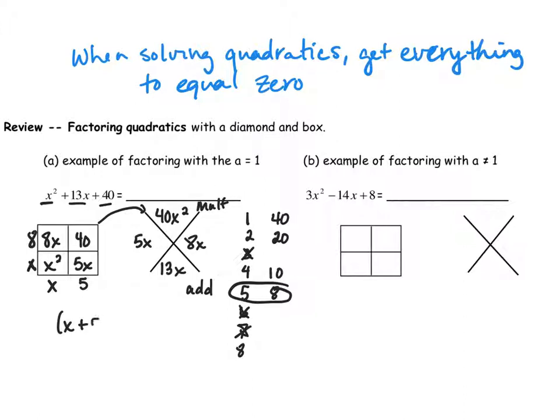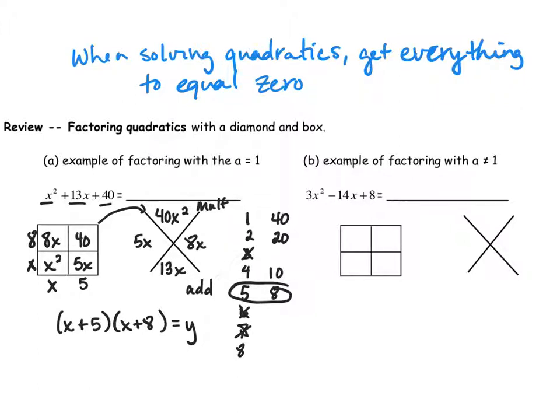X plus 5 times x plus 8. And that is my factored form. Now, if I want to solve this, if I have it all equal to 0, I'm going to use what's called the zero product property. We're going to do that in just a minute. Right now, I'm just going to focus on the factoring part.